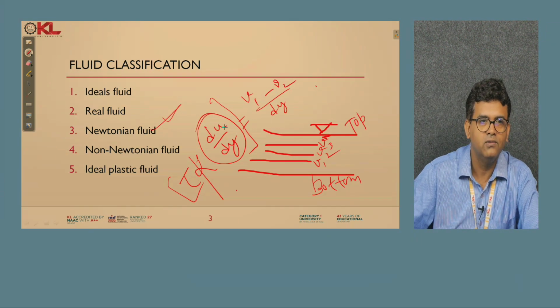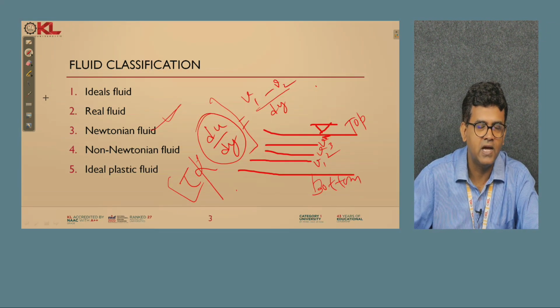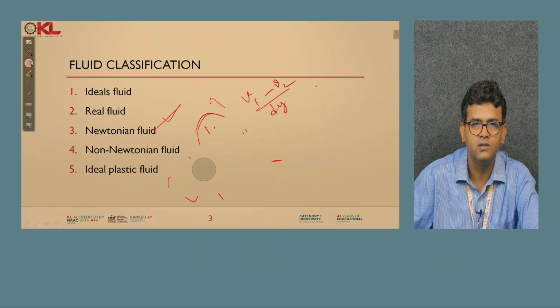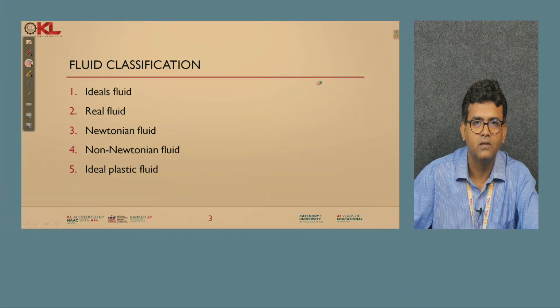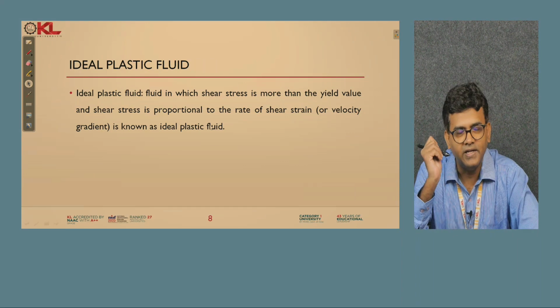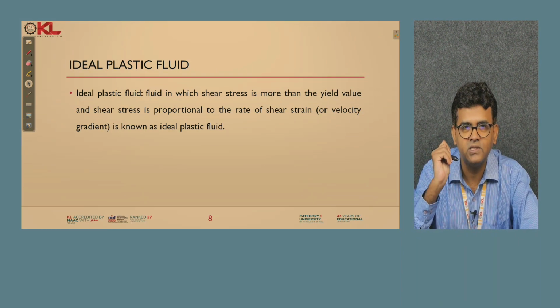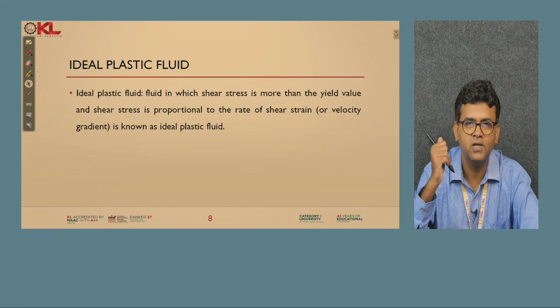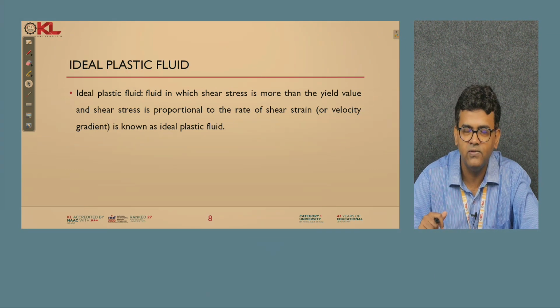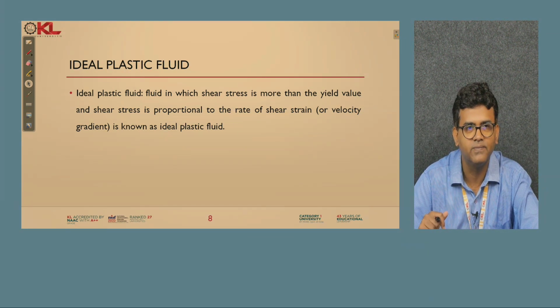Well, now coming to the next one, ideal plastic fluid. Let me erase this one. So what is ideal plastic fluid? Ideal plastic fluid is the fluid in which shear stress is more than the yield value, and shear stress is proportional to the rate of shear strain. Shear strain means the velocity gradient. Then the fluid is treated as the ideal plastic fluid.